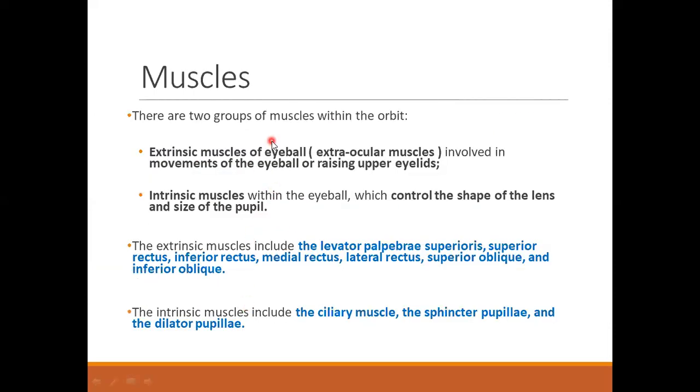Now there are some muscles of the orbit. There are two groups of muscles within the orbit: extrinsic muscles of the eyeball and intrinsic muscles. The extrinsic muscles of the eyeball are extraocular muscles, which are involved in the movements of the eyeball or raising the upper eyelid. The intrinsic muscles within the eyeball control the shape of the lens and the size of the pupil. The extrinsic muscles include the levator palpebrae superioris, superior rectus, inferior rectus, medial rectus, lateral rectus, superior oblique, and inferior oblique. The intrinsic muscles include the ciliary muscle, sphincter pupillae, and dilator pupillae.